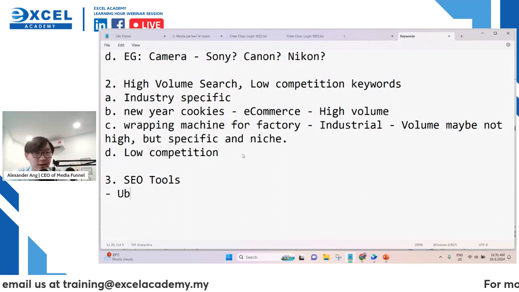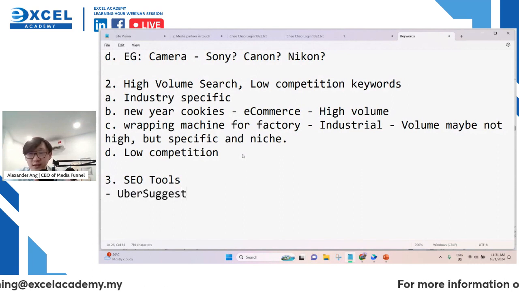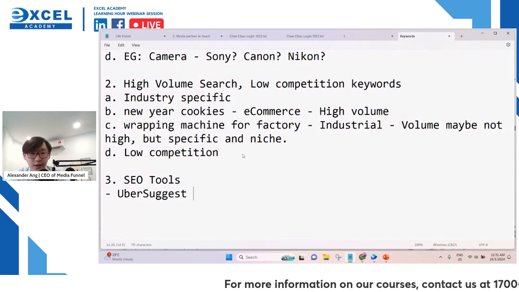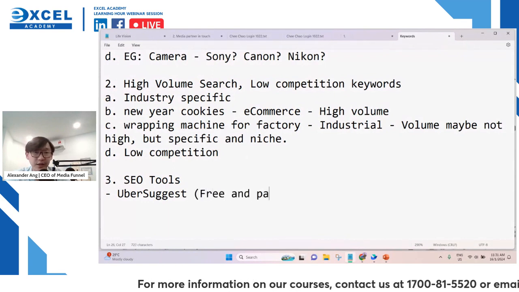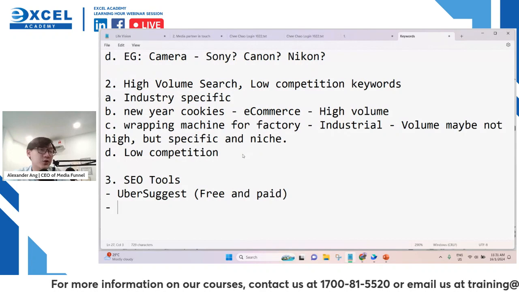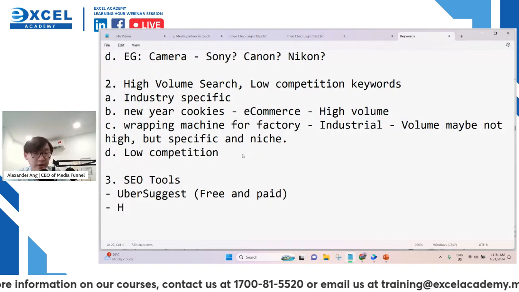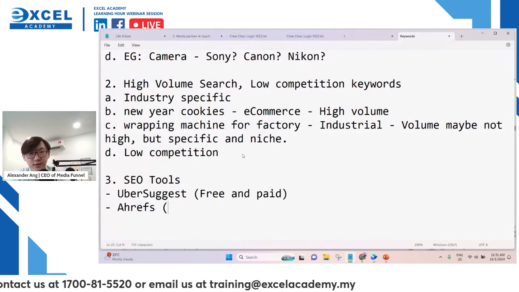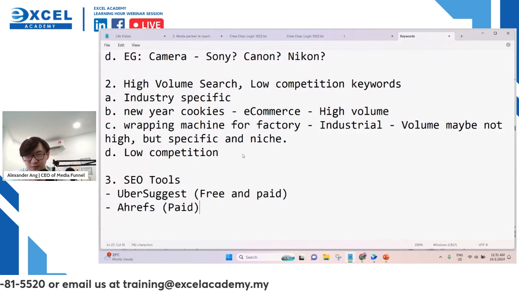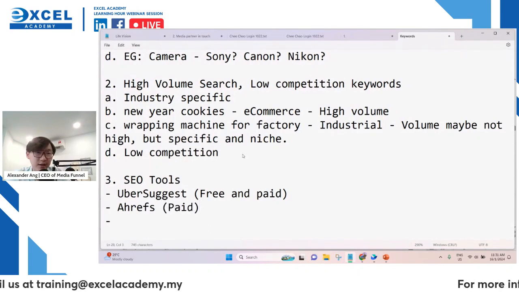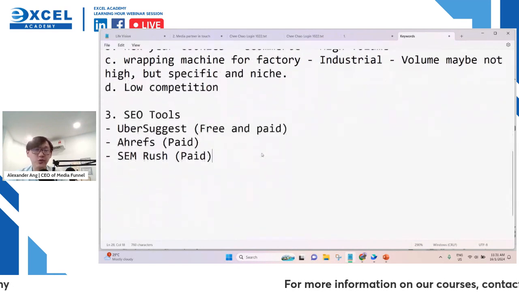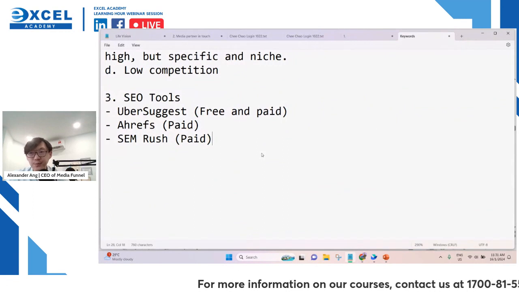The first one that is very friendly and easy to use is called Ubersuggest. You can create a free account, free and paid. The next one is called Ahrefs. If you are a power user, then you can use Ahrefs. It's a paid tool, and the free version is very limited. And the next one is called SEMrush, right? It's a paid tool where you can also look for keywords.